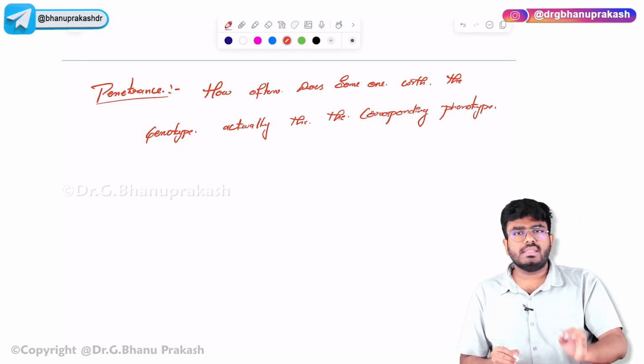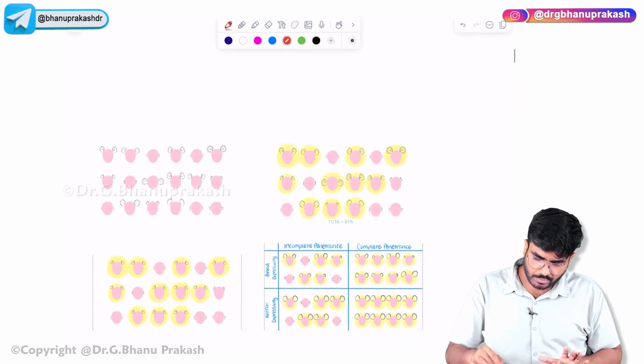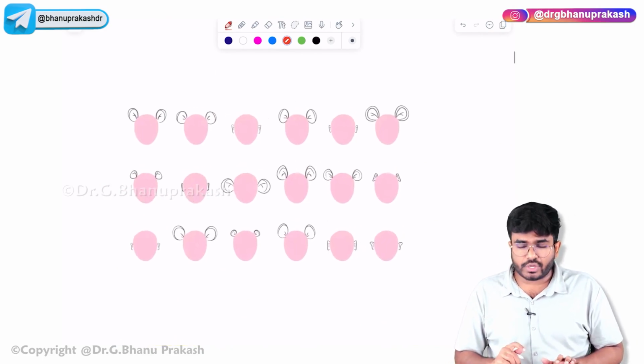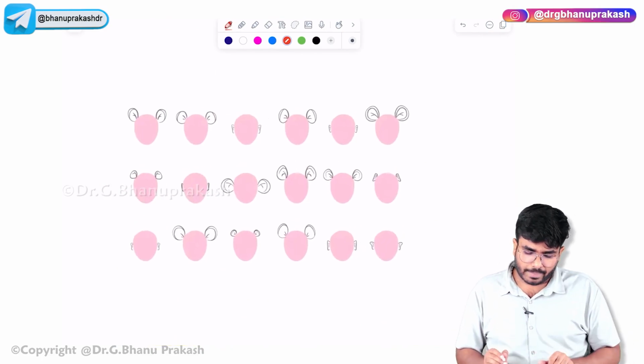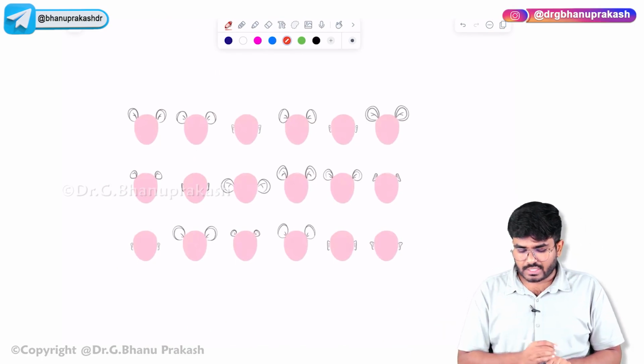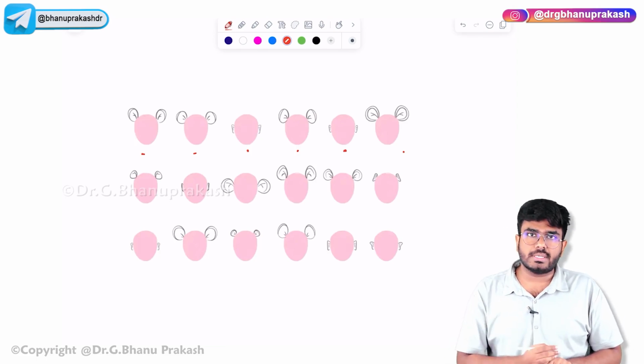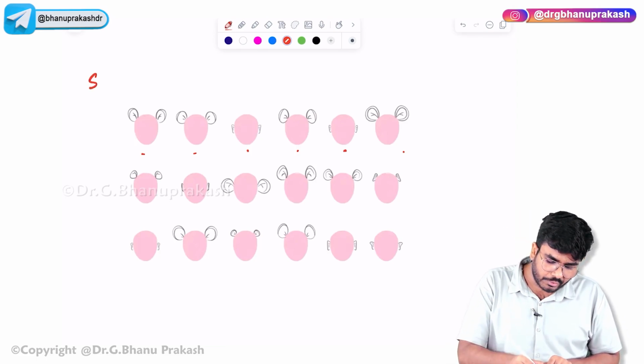See, for example, there is someone who is having a mutation. For example, let me show you this one. Okay, this is a funny thing which I have found on the internet. But anyway, this is going to work fine. See, all these individuals, for example, here, how many individuals are there? 1, 2, 3, 4, 5, 6, 6 times 3 is 18. There are 18 individuals. All these 18 individuals are having the same mutation.